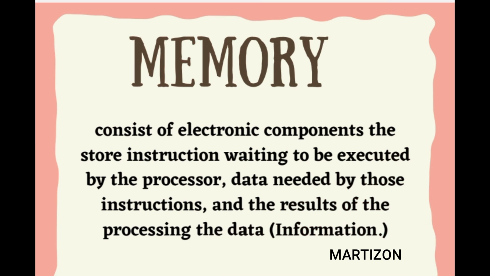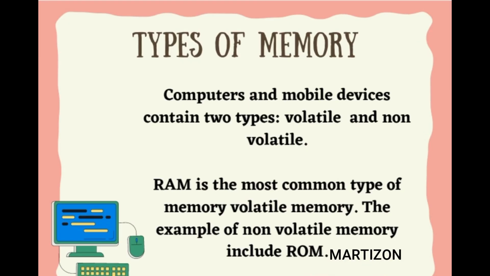Memory consists of electronic components that store instructions waiting to be executed by the processor, data needed by those instructions, and the results of processing the data, information. In addition, we have types of memory. Computers and mobile devices contain two types of memory, volatile and non-volatile. When the computer's power is turned off, volatile memory loses its contents. Non-volatile memory, by contrast, does not lose its contents when power is removed from the computer. Thus, volatile memory is temporary and non-volatile memory is permanent.